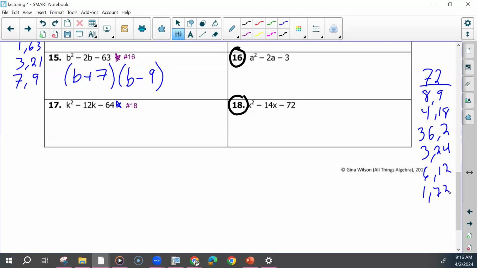So of those, which ones could we add together to get negative 14? 4 and 18. Which one would be the negative? X minus 18, x plus 4.